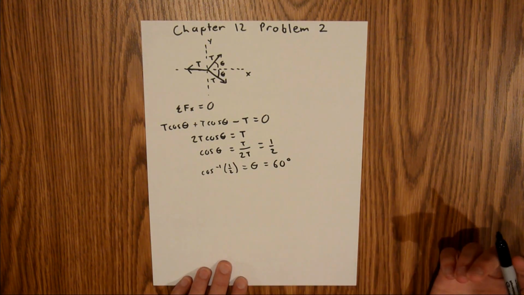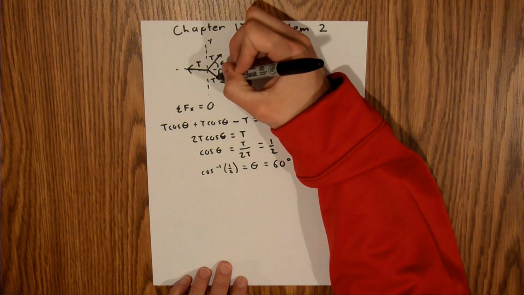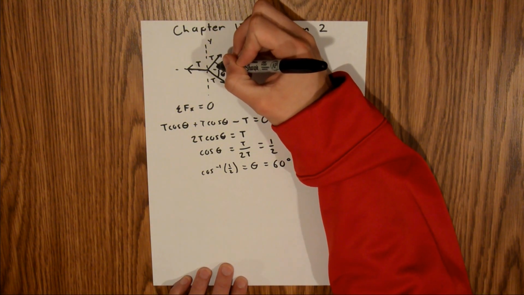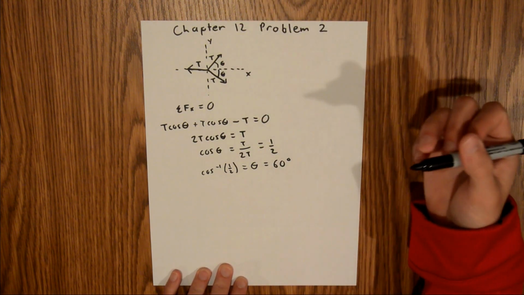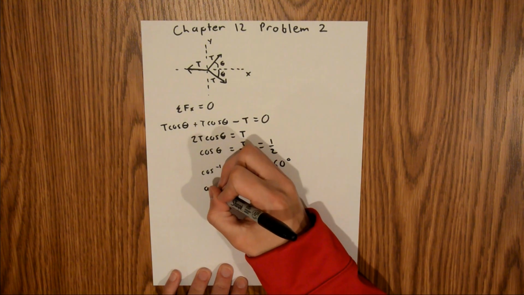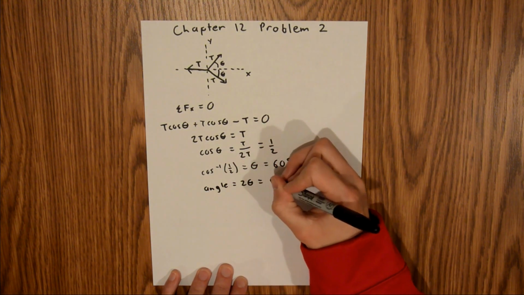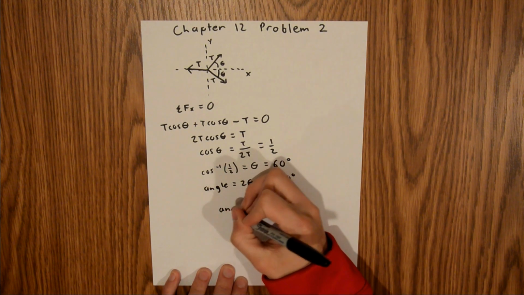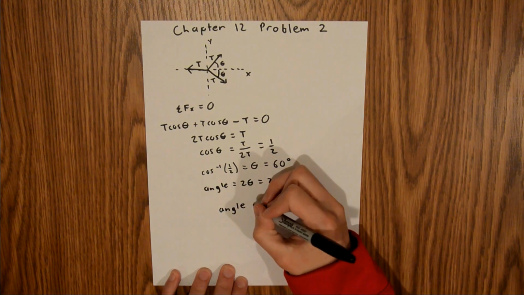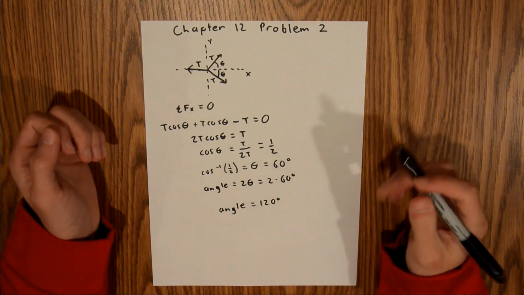But in the problem we're asked what is the angle between the two halves of the string, which is this entire angle right here. And since this piece is theta and this piece is theta, what we're really looking for is 2 times theta. And so our angle is equal to 2 theta, which is equal to 2 times 60 degrees. And so our final answer is angle is equal to 120 degrees.